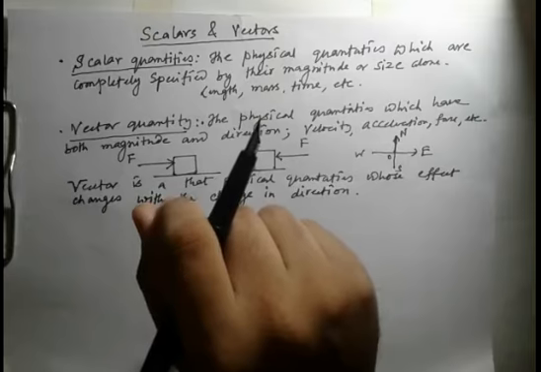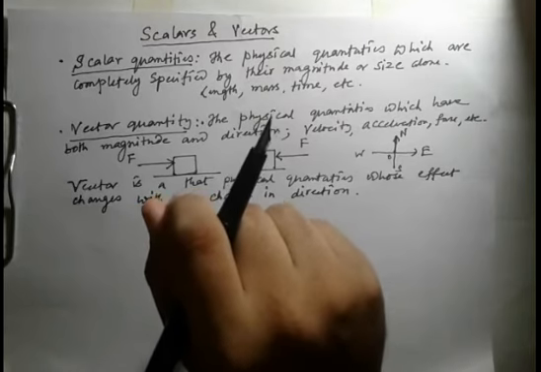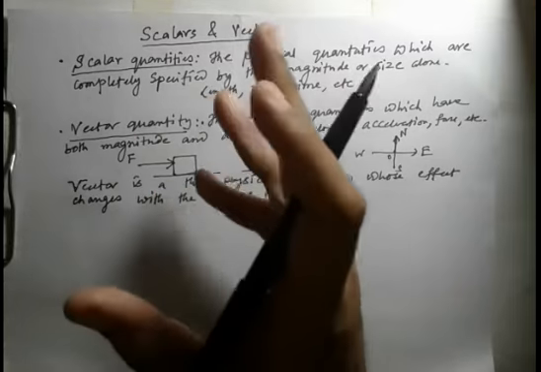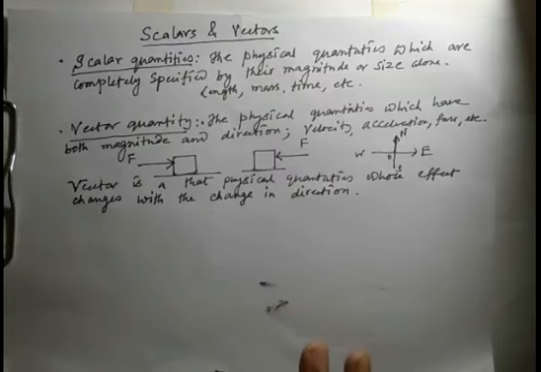Scalar quantities with some unit can be added or subtracted according to the ordinary rules of algebra. So normal rules of algebra you can apply, but vector quantities cannot be added or subtracted by normal algebraic methods. You have to use vector addition, vector subtraction, etc. And the fourth one is how they are represented.